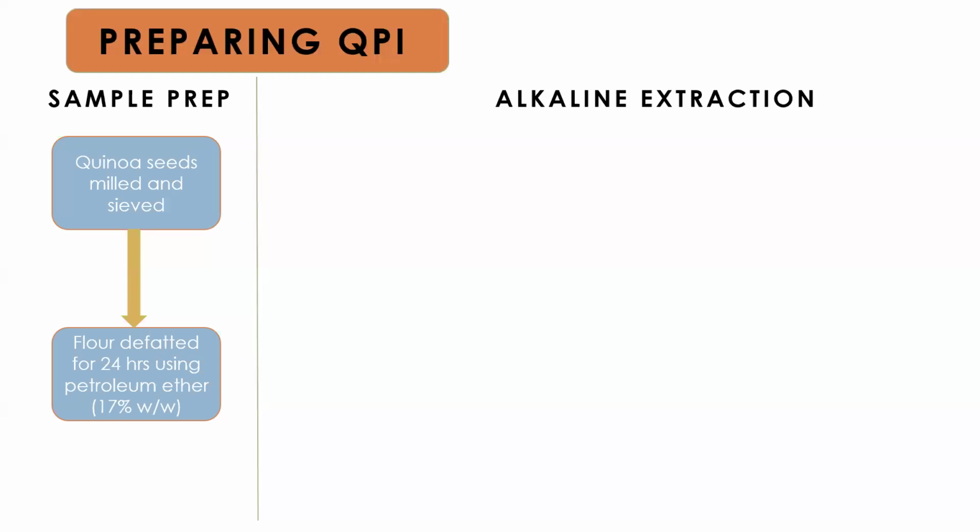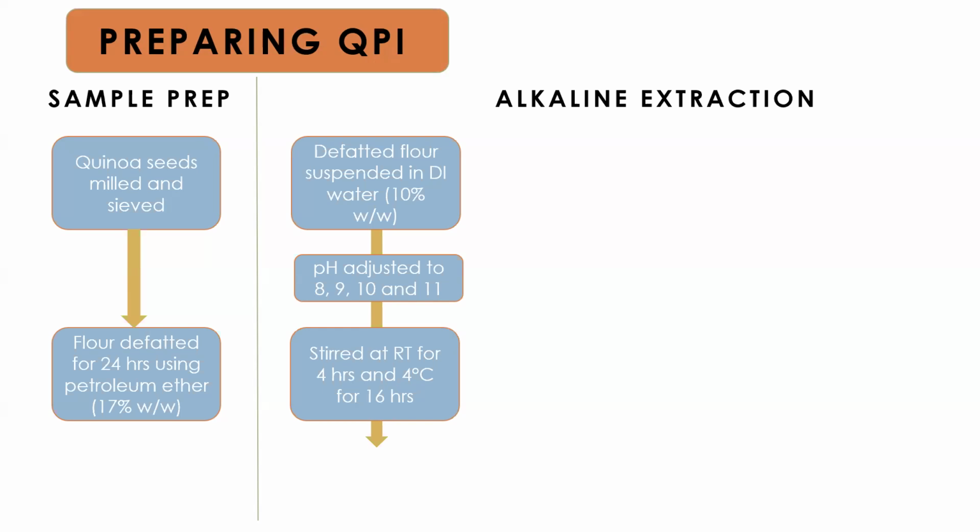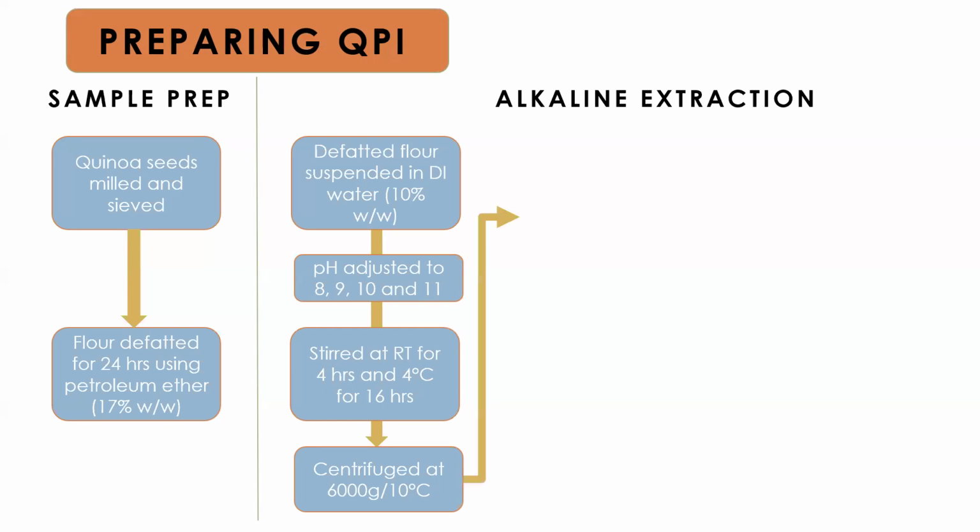Next, they followed the alkaline extraction method, which we should all be a little bit familiar with. But to go through that briefly, the defatted flour was suspended in DI water. The pH was adjusted to 8, 9, 10, and 11. This suspension was stirred at room temperature for 4 hours and then overnight for 16. The mixture was centrifuged in order to separate the protein-rich supernatant from the fiber and starch.